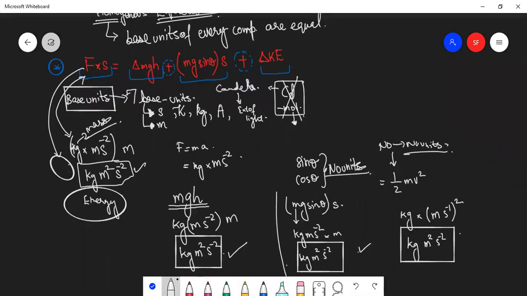By the way, remember one thing: for any equation to be... Wait, can I take a picture? Yeah, sure, you can take a picture.